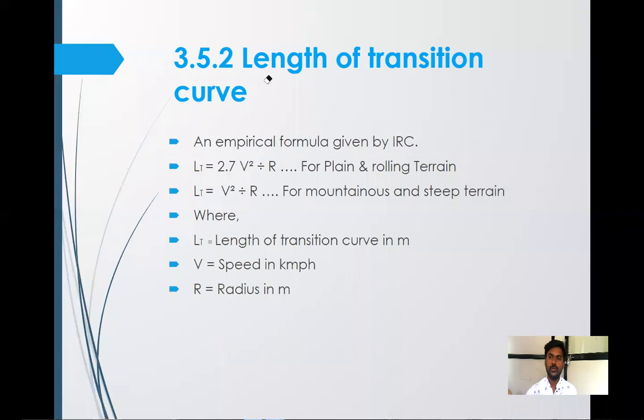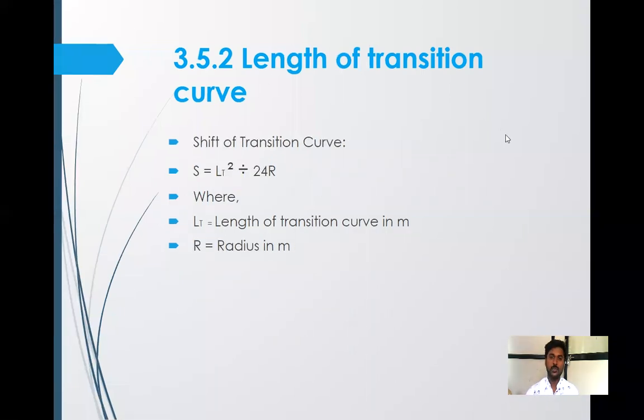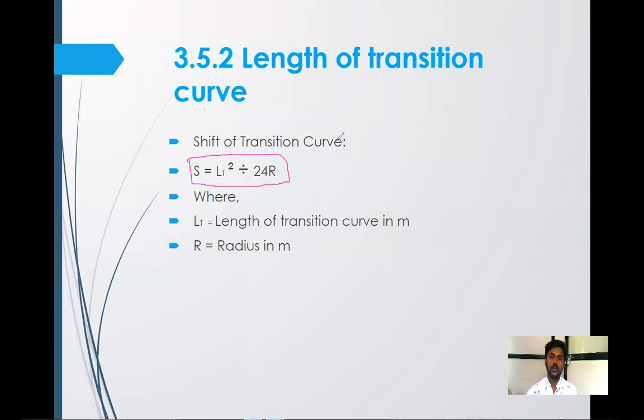Okay, we'll move forward. Then the next point is the shift of curve. This is also a very important formula. Write down how much shift of the curve is provided. S is equal to LT squared divided by 24R. This much shift to the curve is provided.